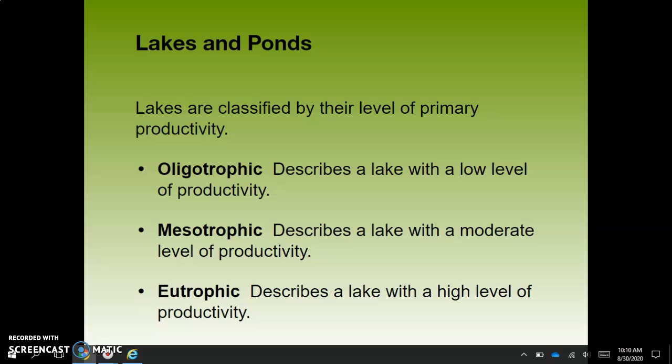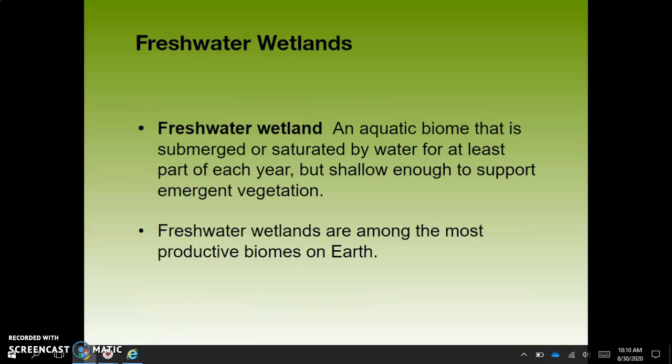And later on we'll talk about why this isn't necessarily a good thing. But for now, we just need to know that a eutrophic lake will have a lot of vegetation and it will tend to be a little bit murkier. There's a little bit more going on in terms of photosynthesis in a eutrophic lake.